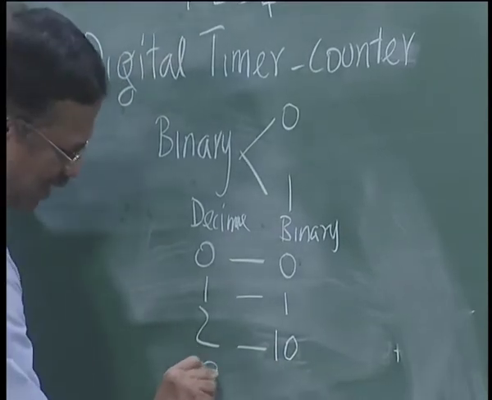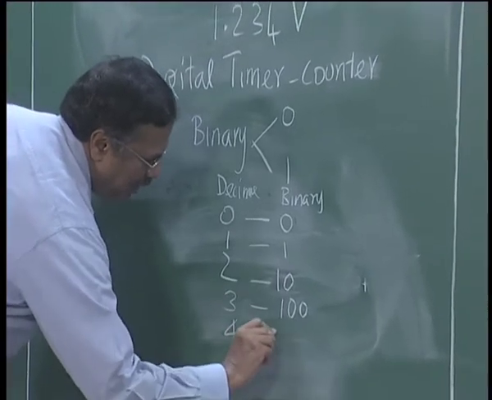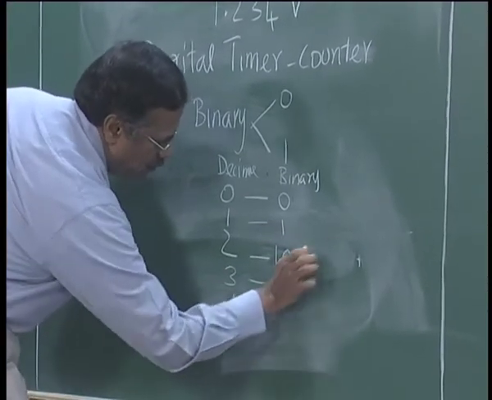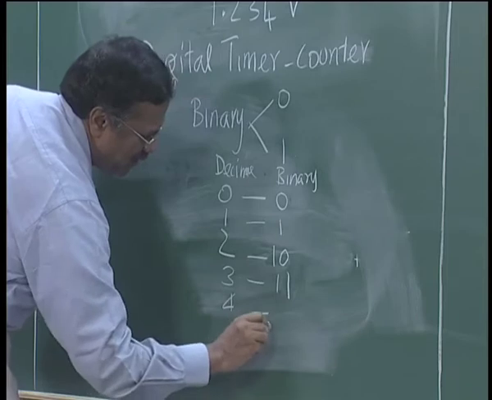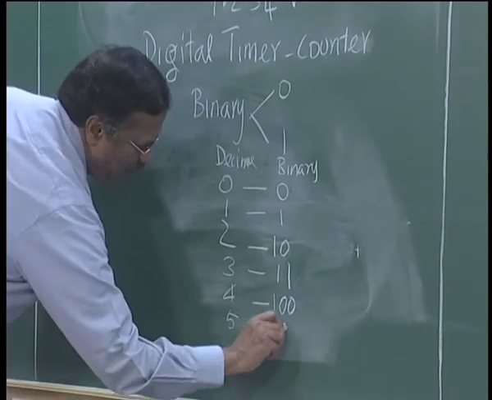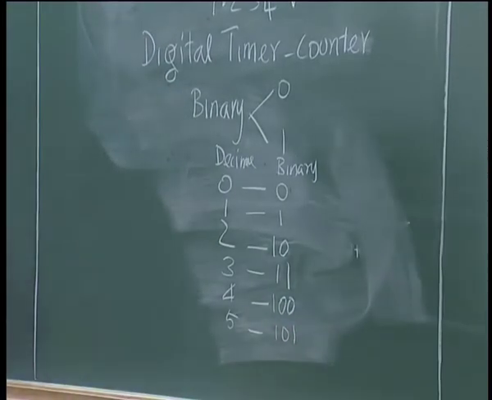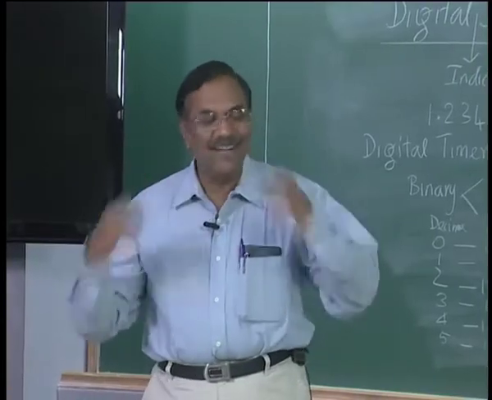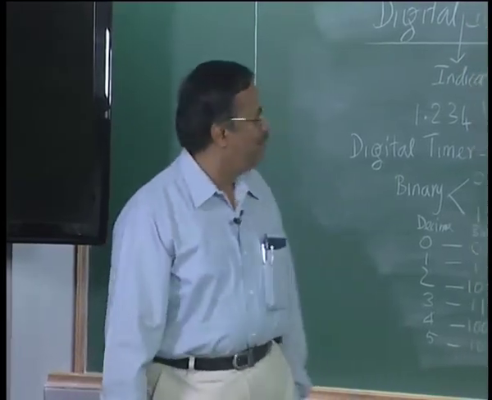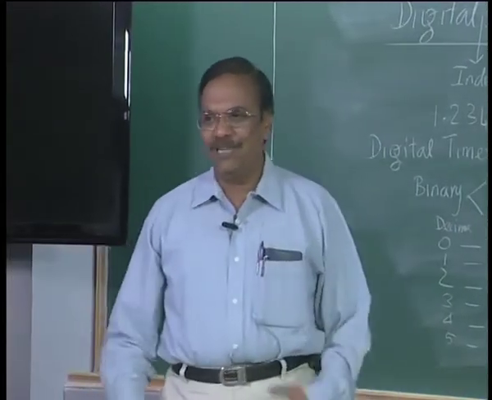If I have 3, I have 1 0 0. If I want 4, I need 1 1 1, right. 4 I need 1 0 0, 5 I need 1 0 1, and so on. Now, if I look at a number which says 1 0 1 1 0 1 1 1 1 0, I can't understand what it is. On the other hand, if somebody tells me that it is 1.234, I do understand what it means.